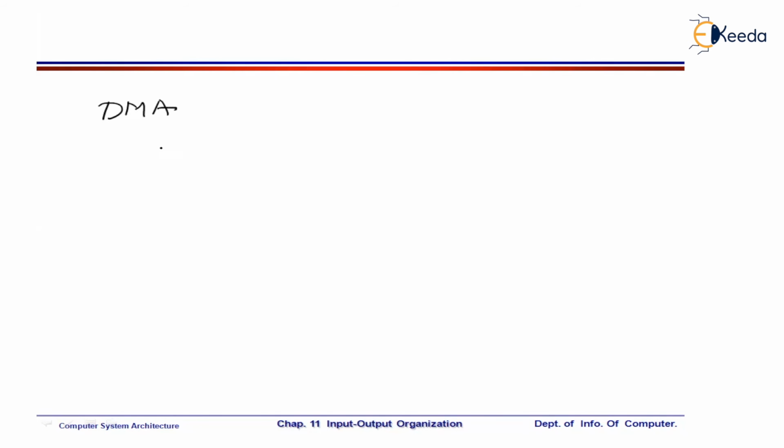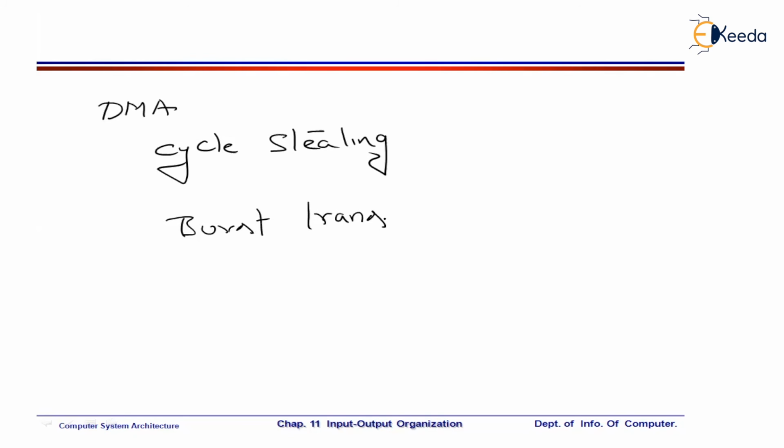There are two kinds of transfer. One is cycle stealing, and one more is burst transfer. What is the difference between cycle stealing and the burst transfer? Let us understand that.